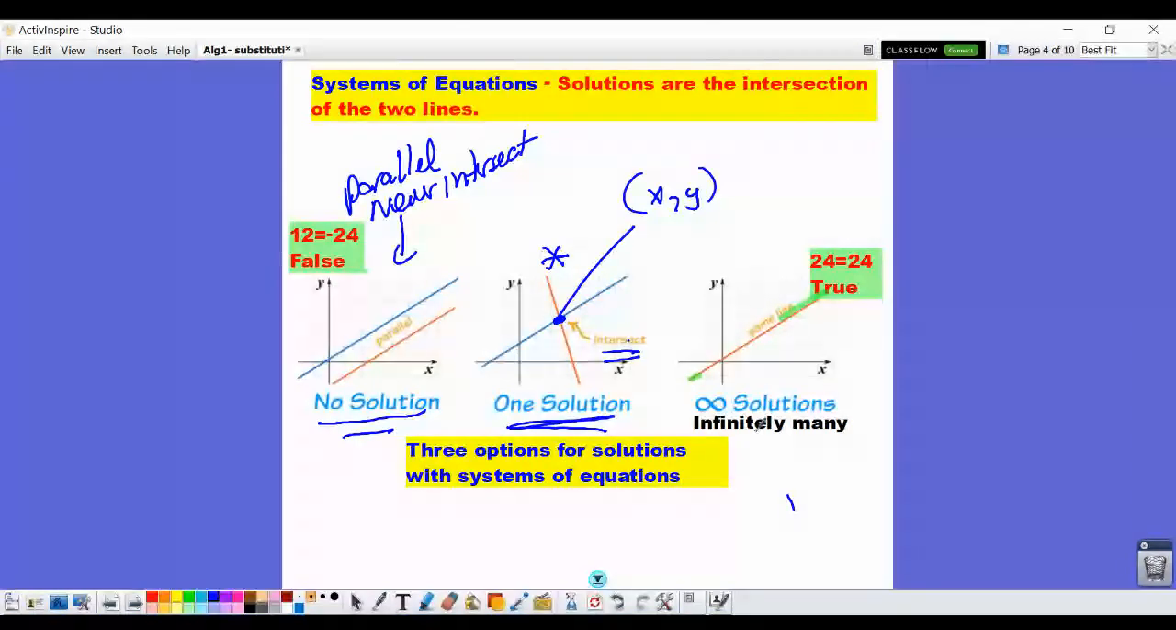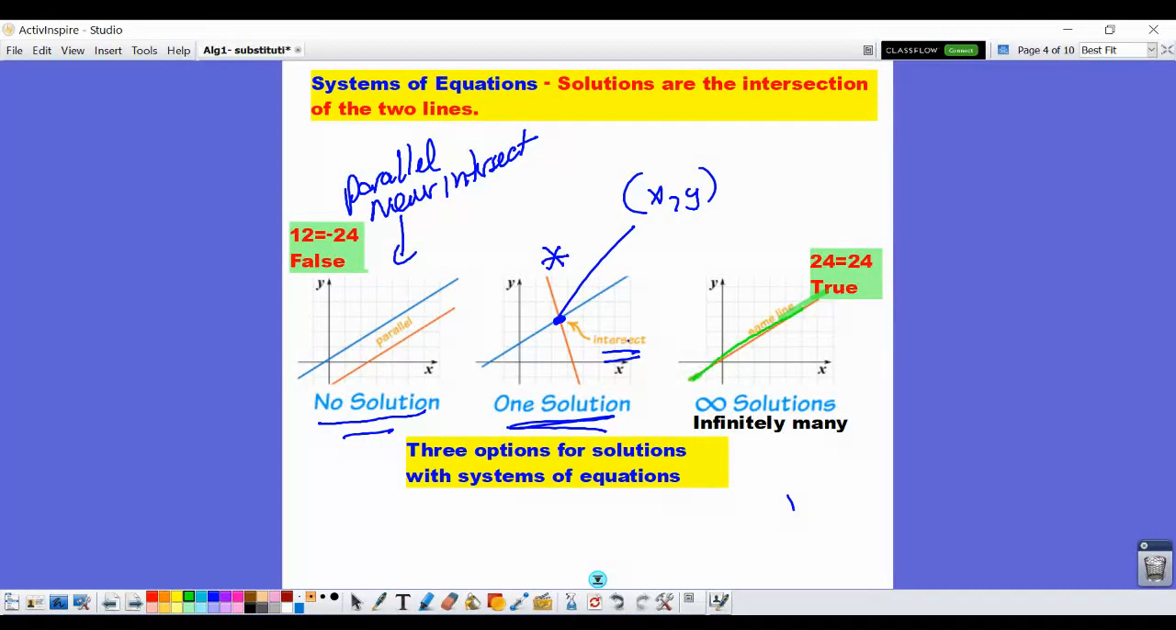Then we also have infinitely many solutions. Okay, infinitely many solutions. So this is pretty similar to regular equations. We always have an infinitely many option. We always have a no solution where it doesn't work. And we have our infinitely many.